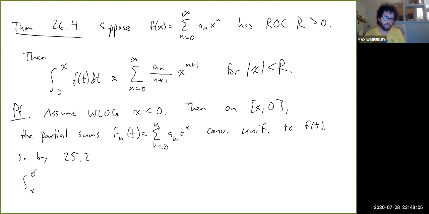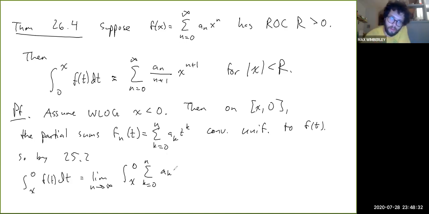So the integral from x to 0 of f of t dt is the limit as n approaches infinity of the integral from x to 0 of this partial sum from k equals 0 to n of a_k t to the k. And then we can pass this integral inside this sum because this is just a finite sum. There's no special thing going on here. It's just the linearity of the integral that lets us integrate this finite series. It has a finite number of terms, so we can integrate it term by term, right?